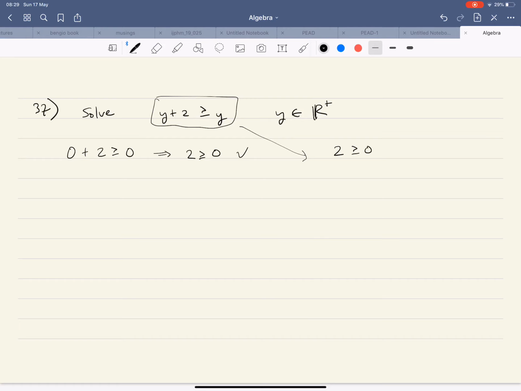So that tells me that my solution set is going to be all positive real numbers, because my domain is the positive real numbers, and everything in my domain is going to be able to satisfy y plus 2 greater than or equal to y, right? Another cool way of thinking about this is, well, when I add two positive numbers, I'm going to wind up with a bigger positive number.